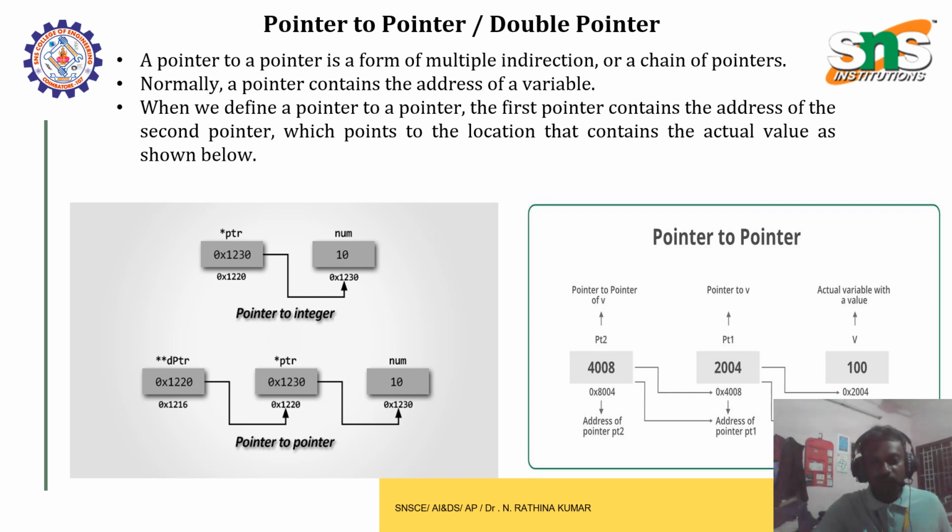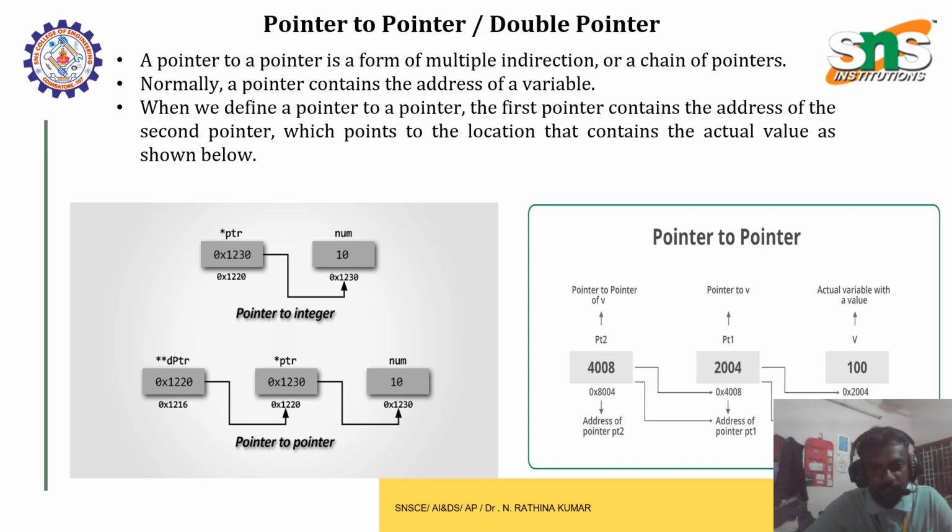Now we will see one example. Very simple. See this slide. We have two things. First, the left-hand side diagram, pointer to an integer. Below there is a diagram that is pointer to a pointer. In the first one, see that the variable num contains the value 10. The address of variable num is stored in the pointer called PTR. PTR is here a variable name, so it contains the address of the num variable. That's all.